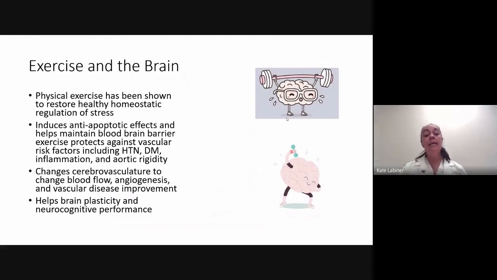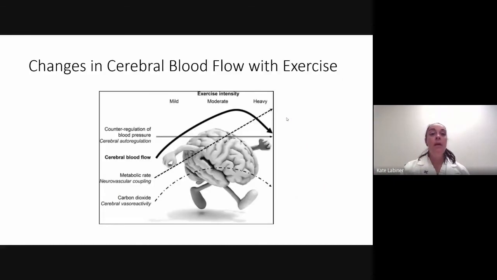So exercising after an injury is actually much more important than was originally thought. And when we talk about the return to play, we're going to come back to this idea of why it's important to actually get moving again. We also know that changes in blood flow happen while you exercise. You change your cerebral autoregulation for your blood pressure, you change the blood flow, you change the metabolic rate, and also the brain's ability to clear out carbon dioxide and other waste that has been used and developed.